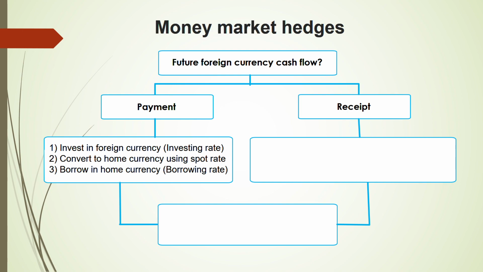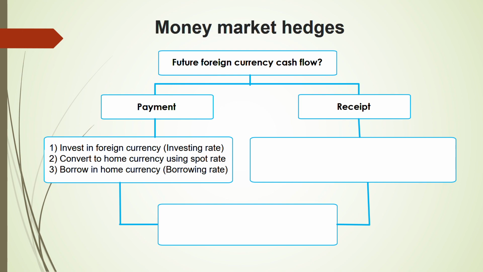But practically, we normally don't follow this order. How can we invest without borrowing? We first borrow in our home currency, then we convert. No need to convert if the foreign currency is already there, then we invest. But if we are given the home currency, then it's easy: we borrow in home currency, convert into foreign currency, then invest in foreign currency. But in the exam, you will be given the foreign currency. So you invest in that, convert to home currency, then borrow in home currency.